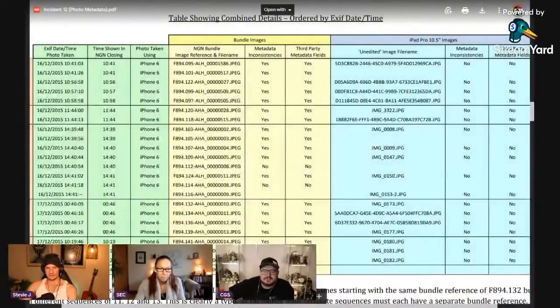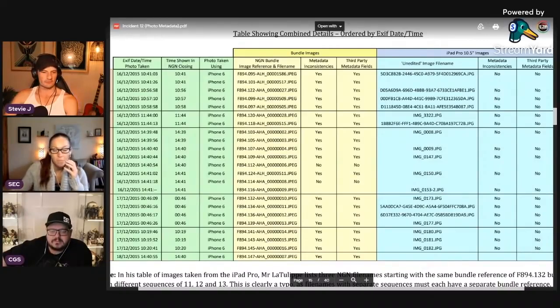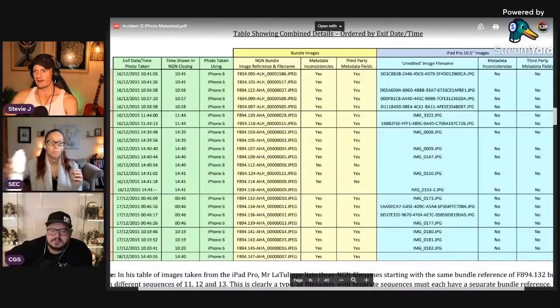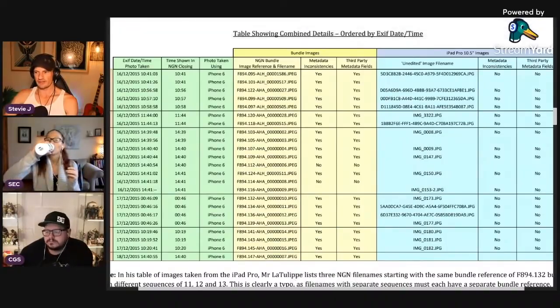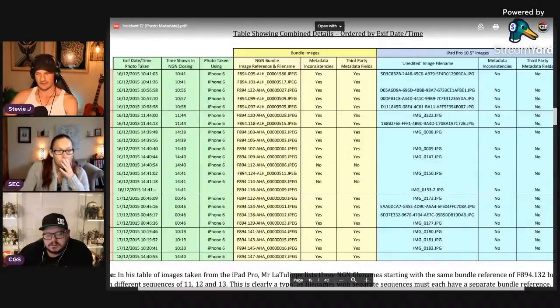Yeah. Time shown in the NGN closing. Yeah, there we go. Oh, nice. NGN closing time, that was in their closing statement. The photo taken using what device? So iPhone 6, obviously. The bundle images, so the NGN bundle image reference and file name. So that was the bundle of documents that NGN submitted for the case in the UK.